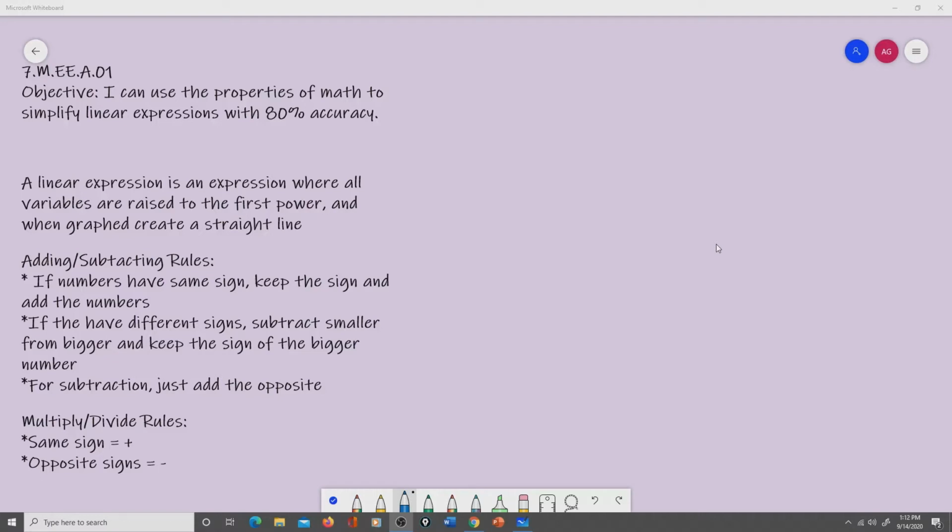And then for multiply and divide, if we're multiplying two terms and they both have the same sign, then we're always going to get a positive. And if they have opposite signs, we're going to get a negative. So those are just some reviewed concepts that we want to go over really quick.